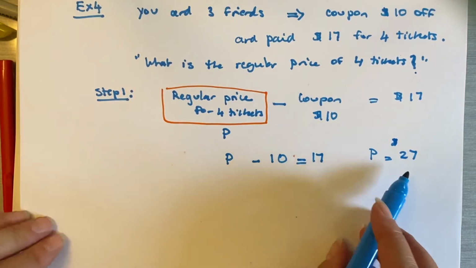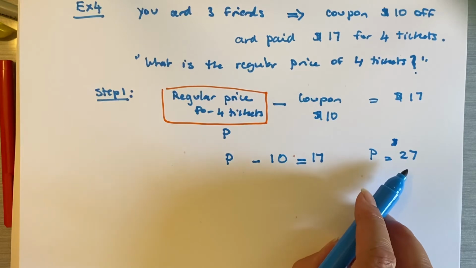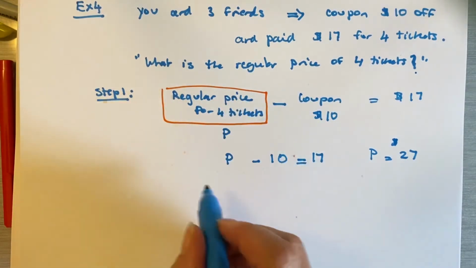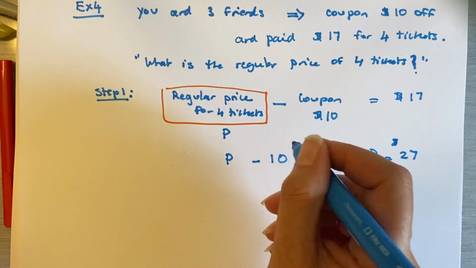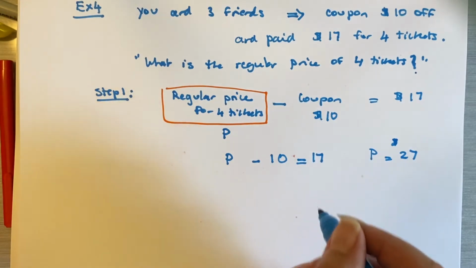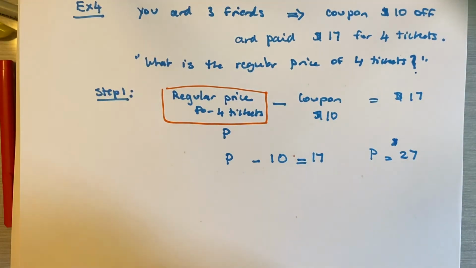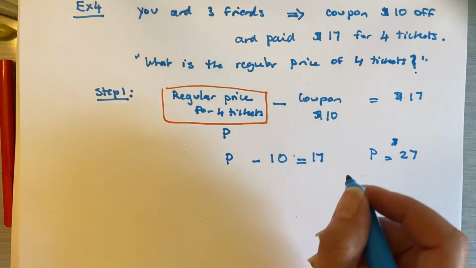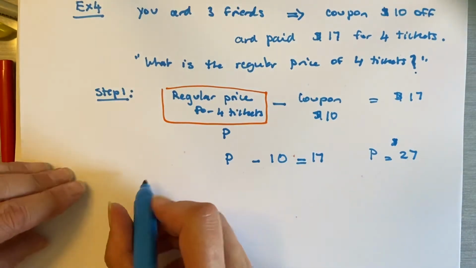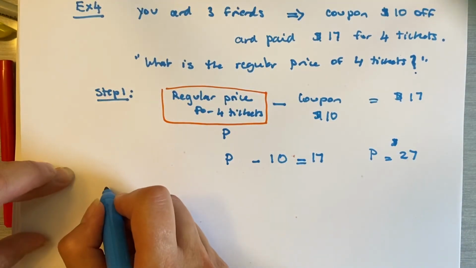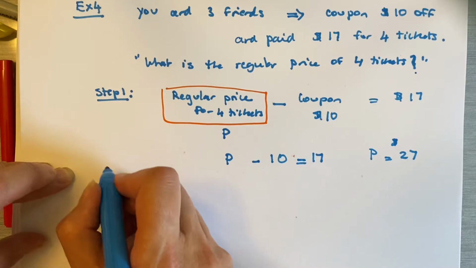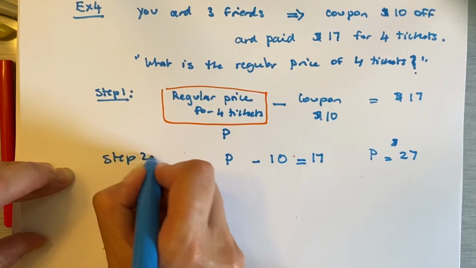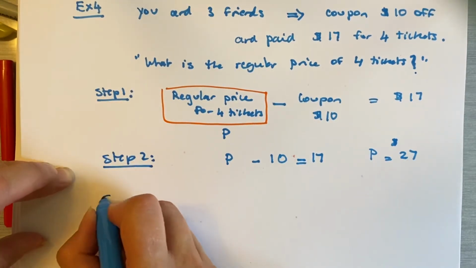Now, that's for all 4 tickets. Then they do ask a second question. If you pay the regular price next time, and you don't have a coupon, and you pay equally, how much does each person pay? So if you're going a second time, how much does each person pay? Actually, I should have labeled this step 2. So now step 3.